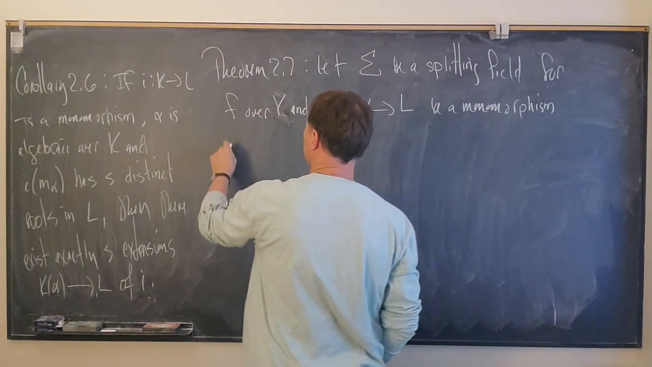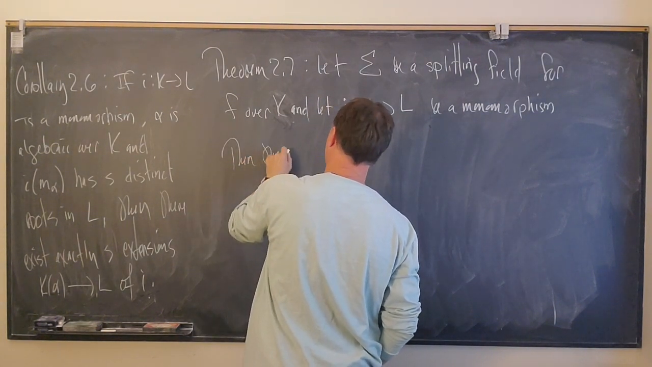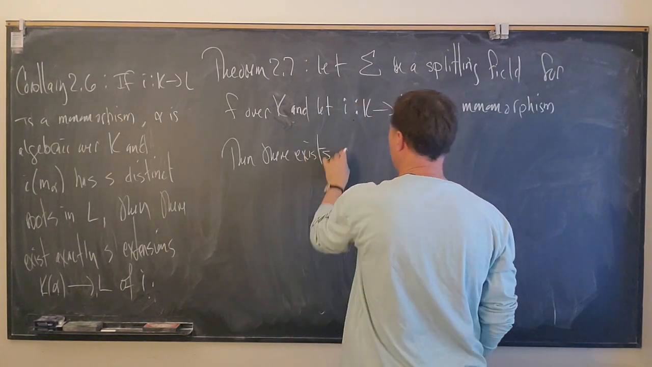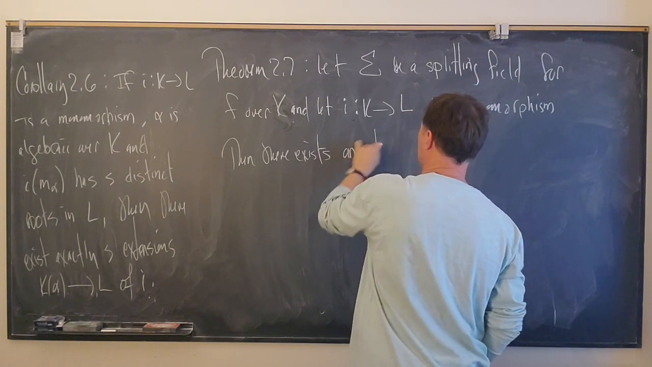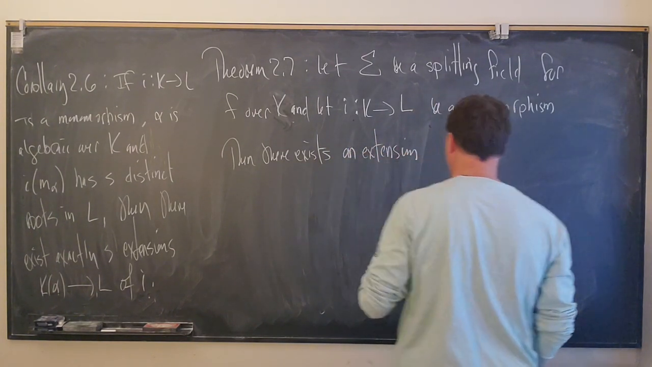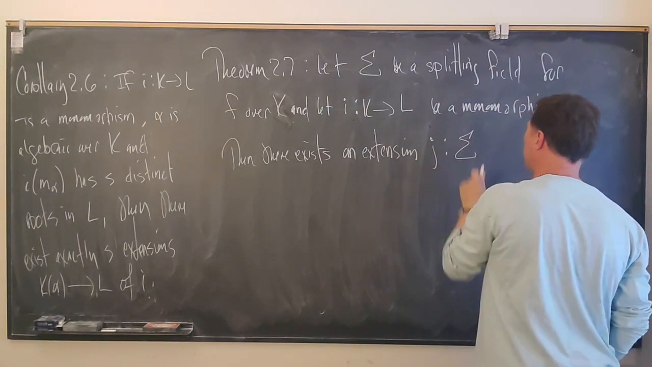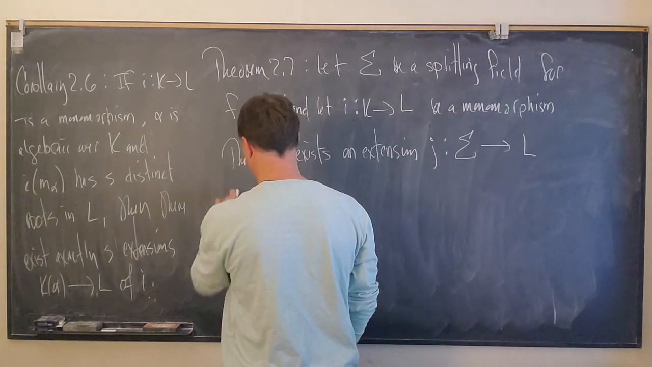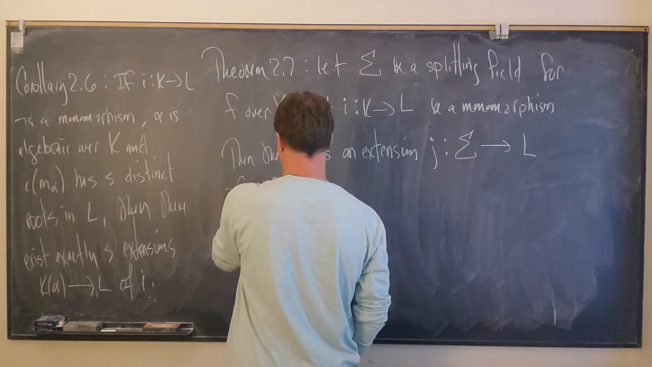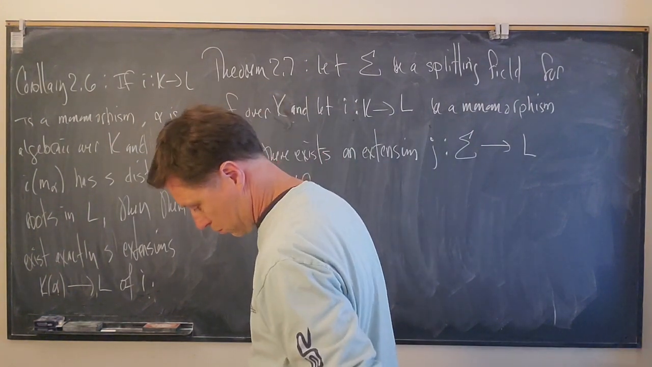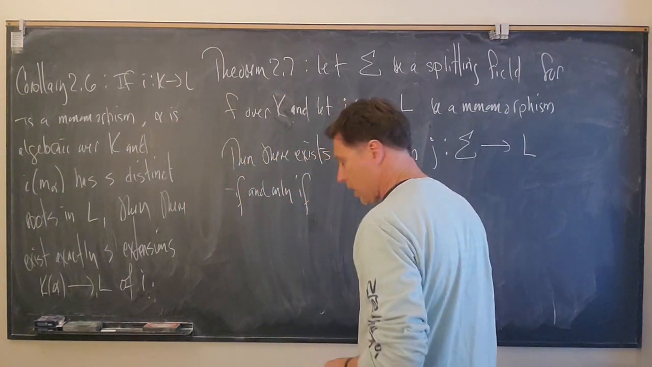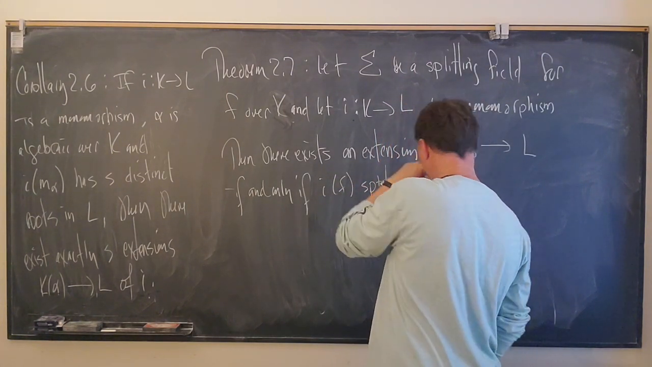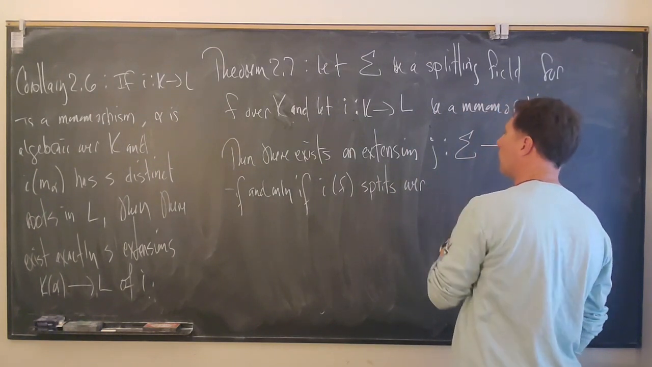So then, there exists an extension little j from sigma to L if and only if I of F splits over L.